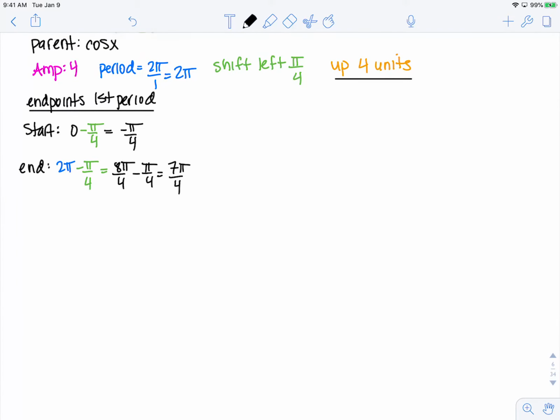So it's cosine, no reflection. So I'm going to start up here at 7. Then I'm going to hit 0 here. I'm going to come down here 3 more, come back up to 0 here, and then hit here. So this point is negative pi over 4, 7. This point here is 3 pi over 4, 1. And this point is 7 pi over 4, 7.